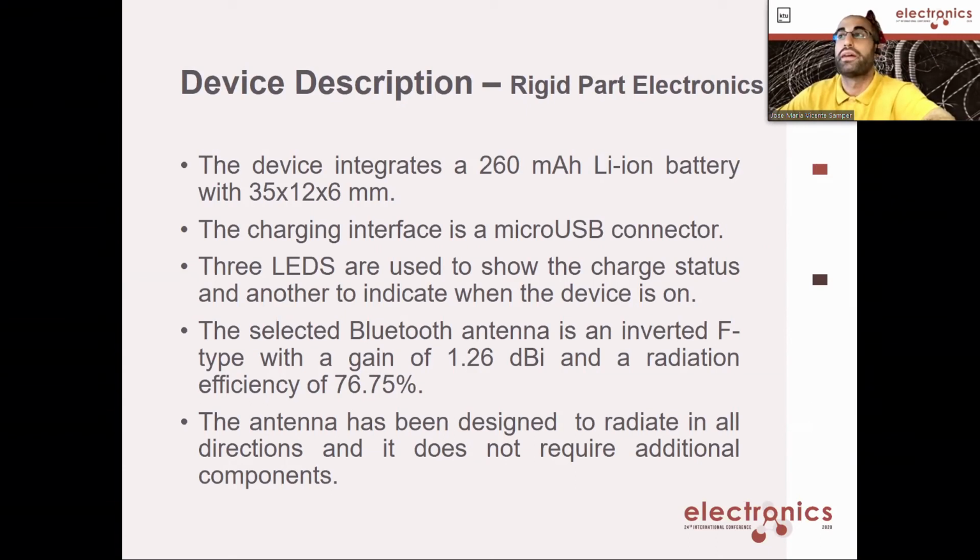The Bluetooth antenna is an inverted F-type. It has been designed to radiate in all directions and does not require any additional components. And it has a gain of 1.26 dBi and a radiation efficiency of 76.75%.